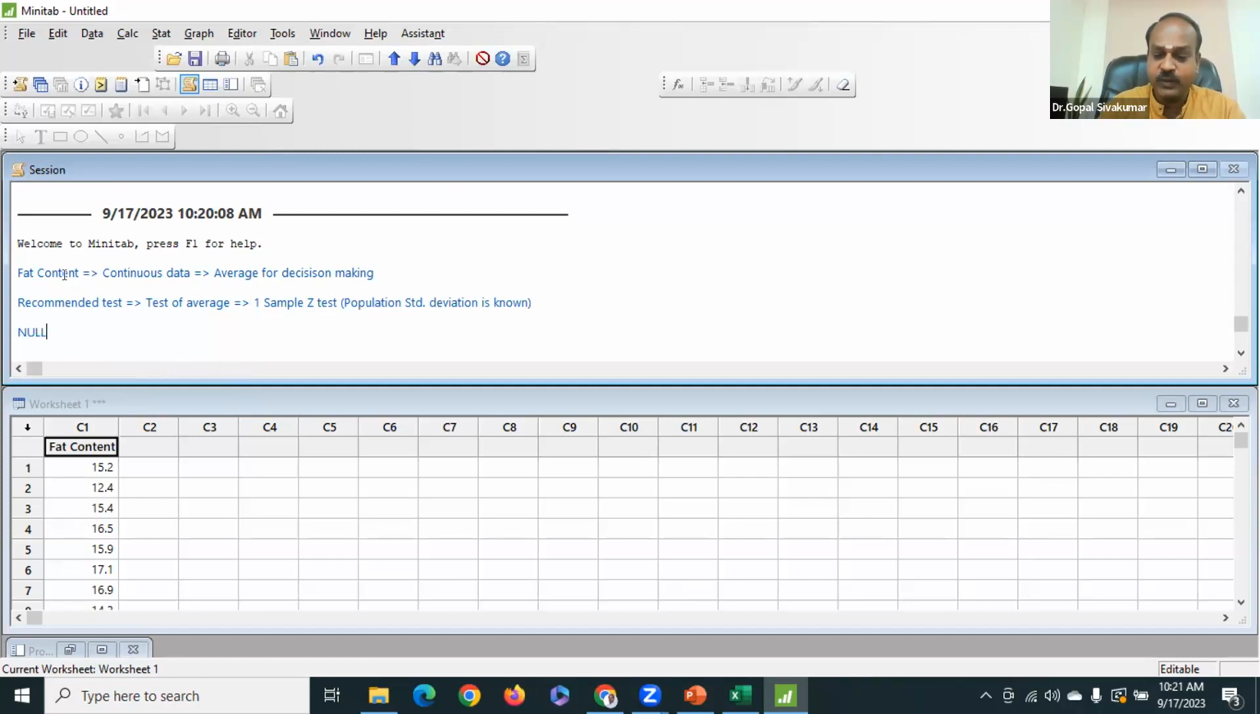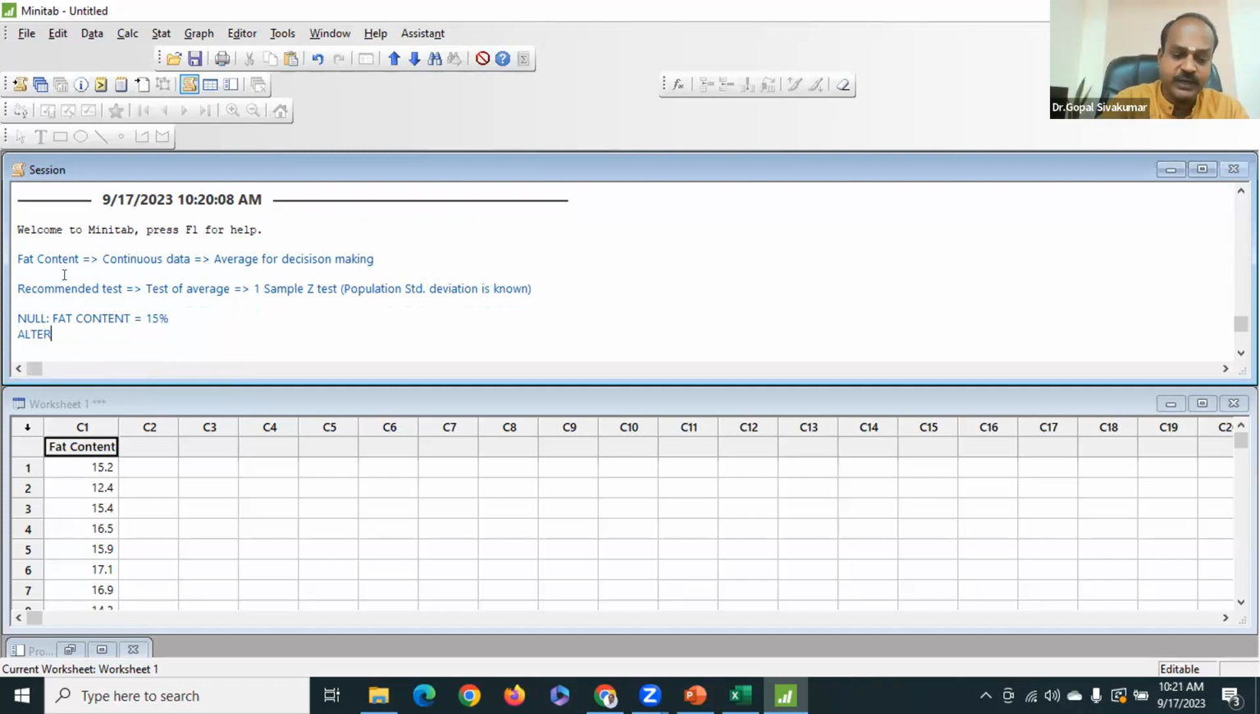So now the null hypothesis. What is your null hypothesis? You can believe the company statement. Fat content equal to 15% means null. What is your alternate? More or less than. Fat content not equal to 15%. There are other options. You can say more than 15%. Then it becomes right tail. There is one more option. You can say less than 15%. Then it becomes left tail. But right now, it is a two-tailed test.